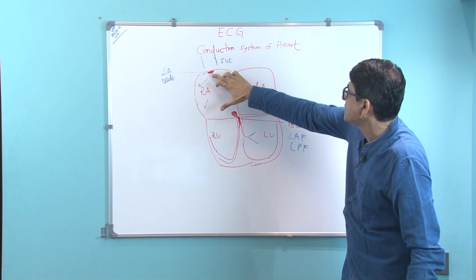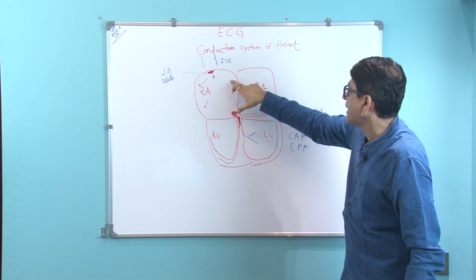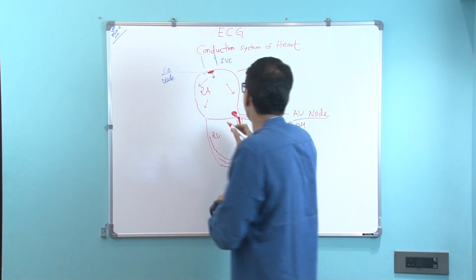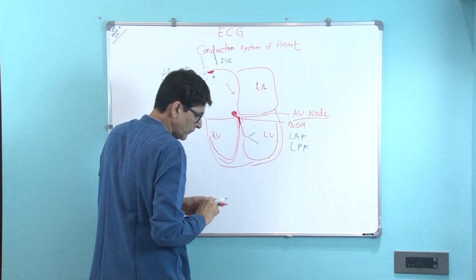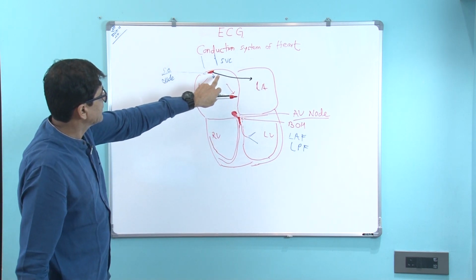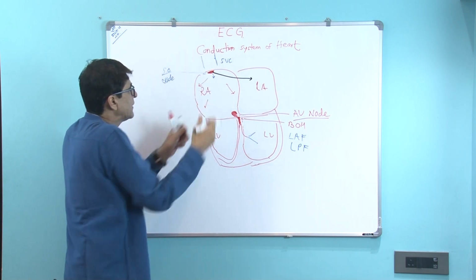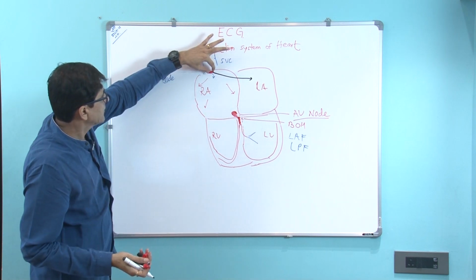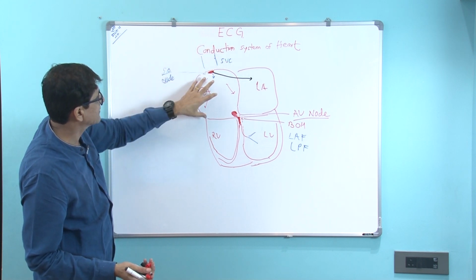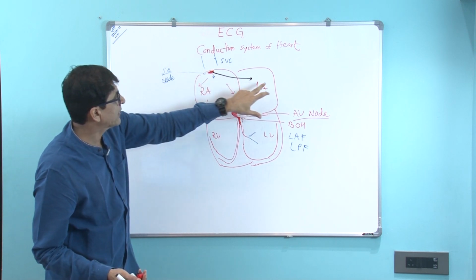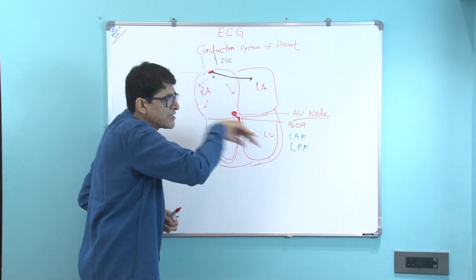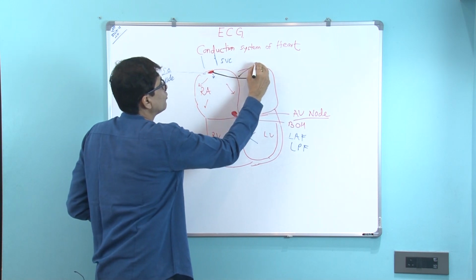Now when this is stimulated, the impulse will spread to the right atrium, and at the same time it will go to the left atrium also. Three things will happen. Once the impulse has originated here, it will spread to the RA immediately, because the RA is connected, but the left side is a little away. So there is a track. If there is a wire, it will transmit the impulse fast.